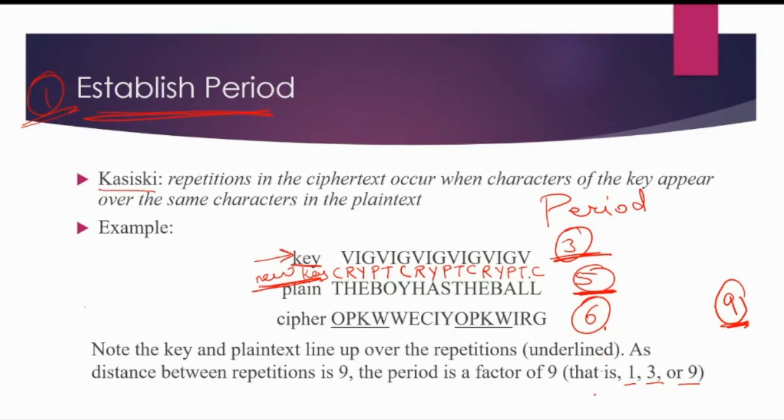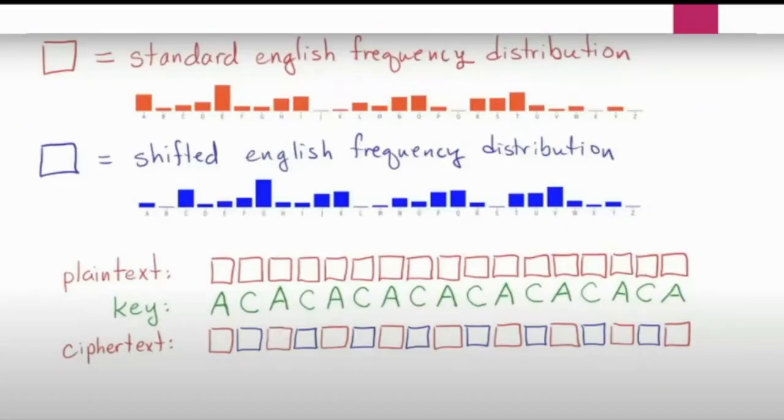As soon as I change the length of the key, you can see the repetition pattern will change. Now it is not the same repetition. You got the idea? So this is the Kasiski principle. Let me explain it with an example.